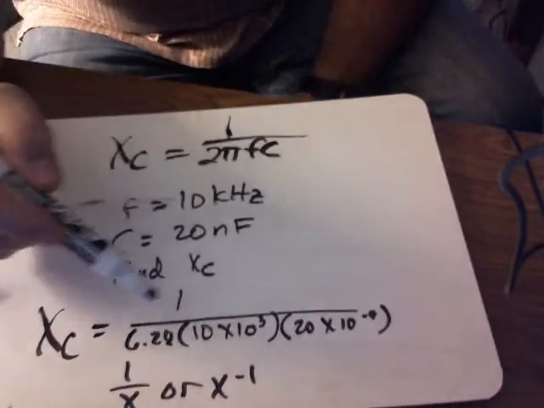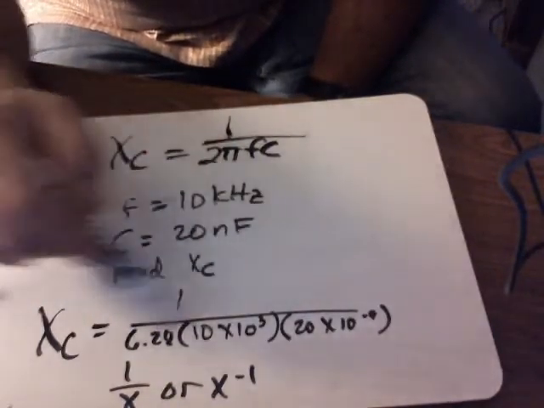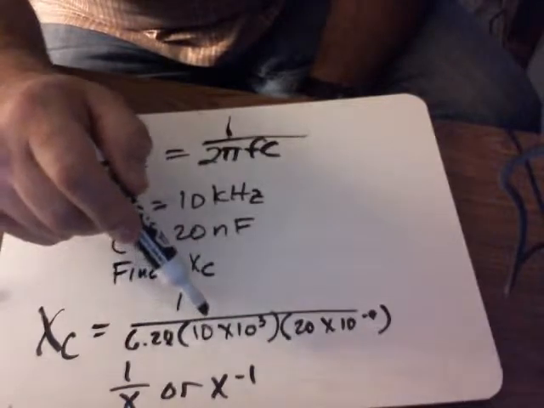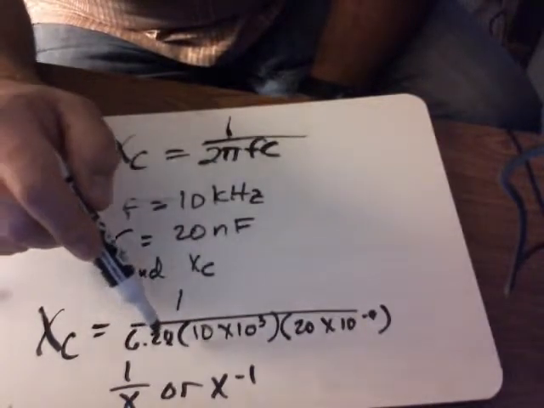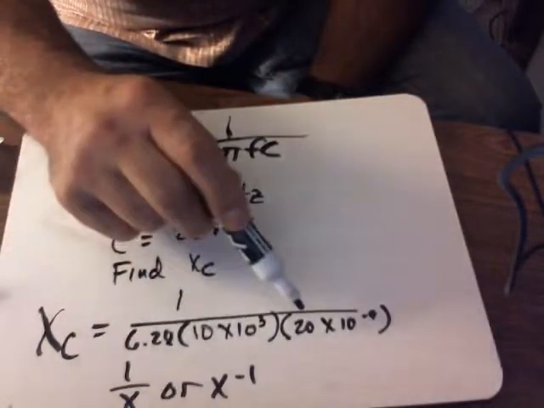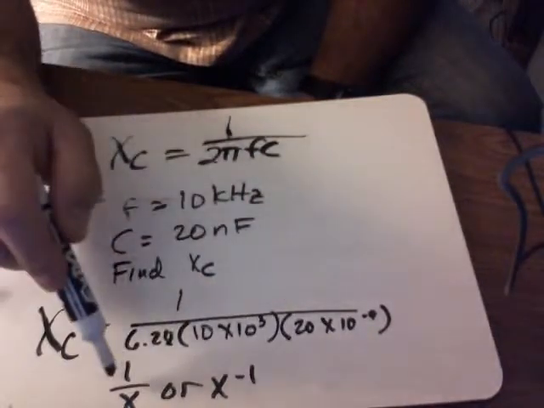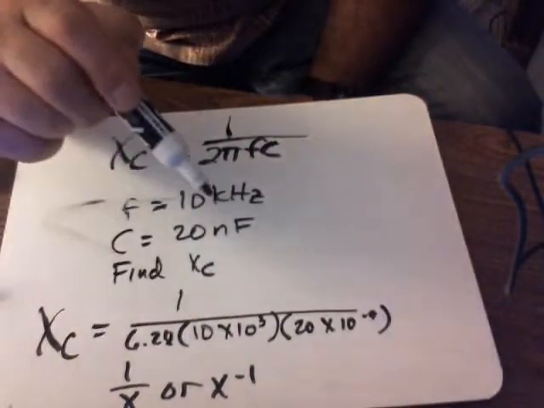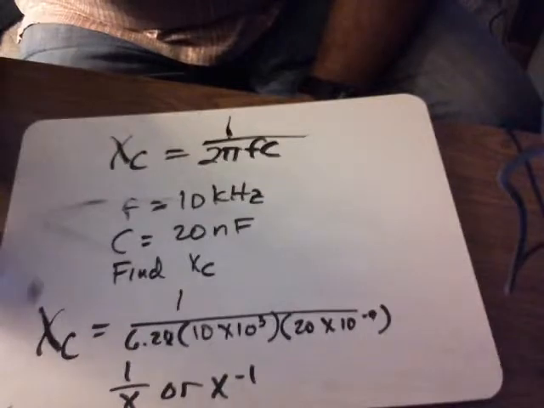The problem with most people is they do 1 divided by and they don't group this correctly, and then they get the wrong answer. So it's much easier if you just multiply these three numbers together, then hit your 1 over x or x to the negative 1 button to get the value for X sub C.